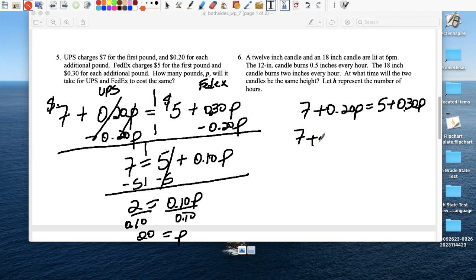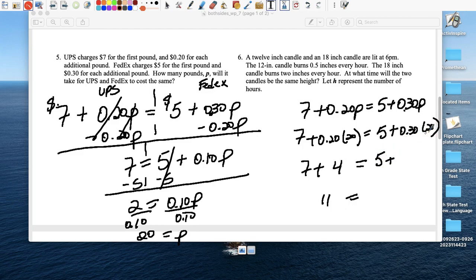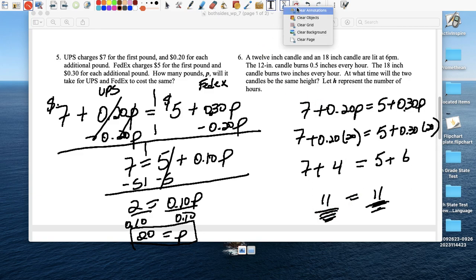So 7 plus 0.20 times 20. That would be 7 plus 4, and UPS would give you $11. On the right side, let's try 5 plus 0.30 times 20. 0.30 times 20 is 6, and 5 plus 6 is again 11. Notice, if you had something that weighed 20 pounds, FedEx would charge you 11 and UPS would charge you 11. So it wouldn't matter which you chose.